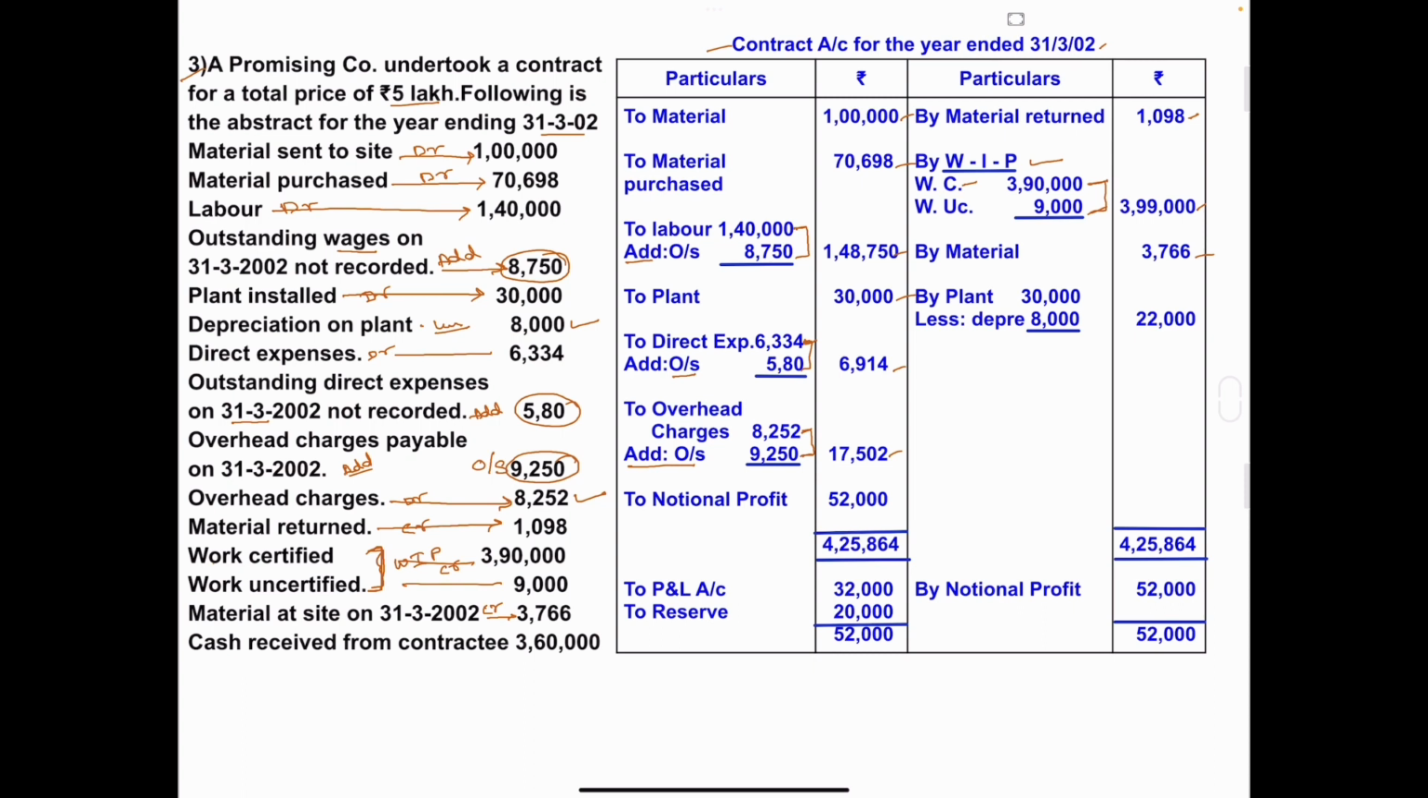By plant, so starting value of plant is 30,000. This will write here on the credit side. By plant, 30,000 less depreciation. See the problem? Depreciation on plant amount is 8,000. This will be deducted from the plant value. Less depreciation 8,000. So from 30,000 minus 8,000, you will get 22,000.